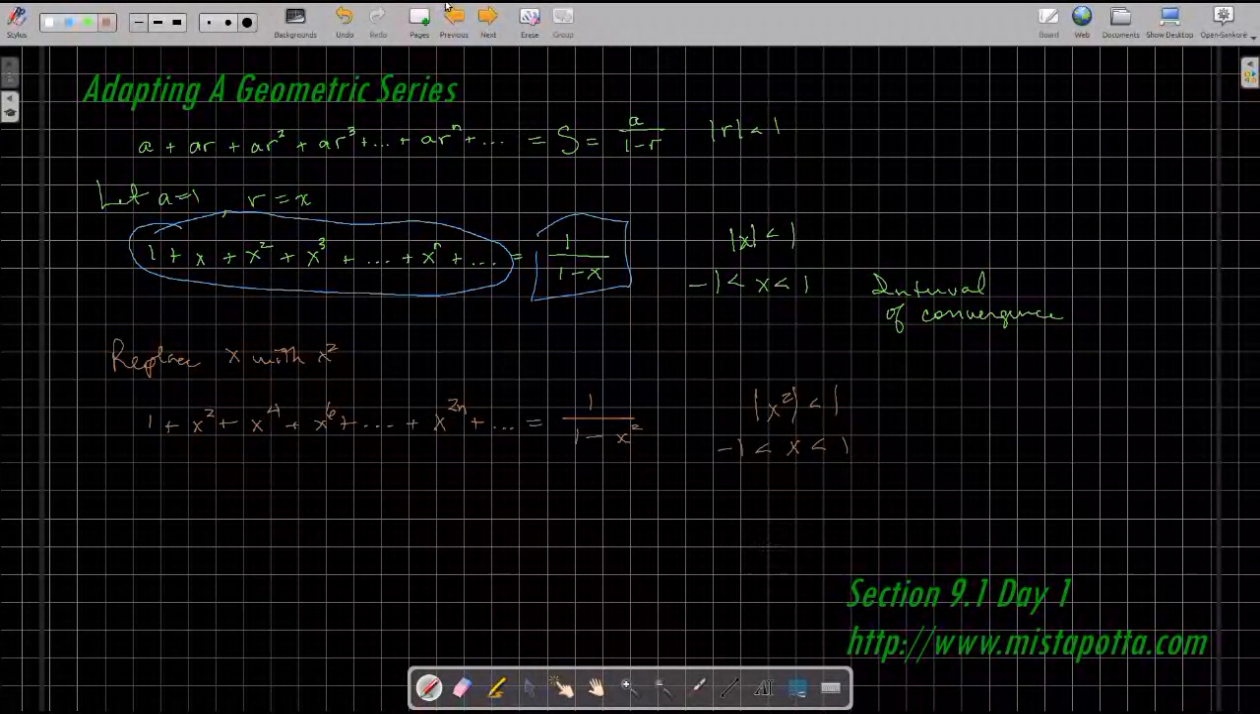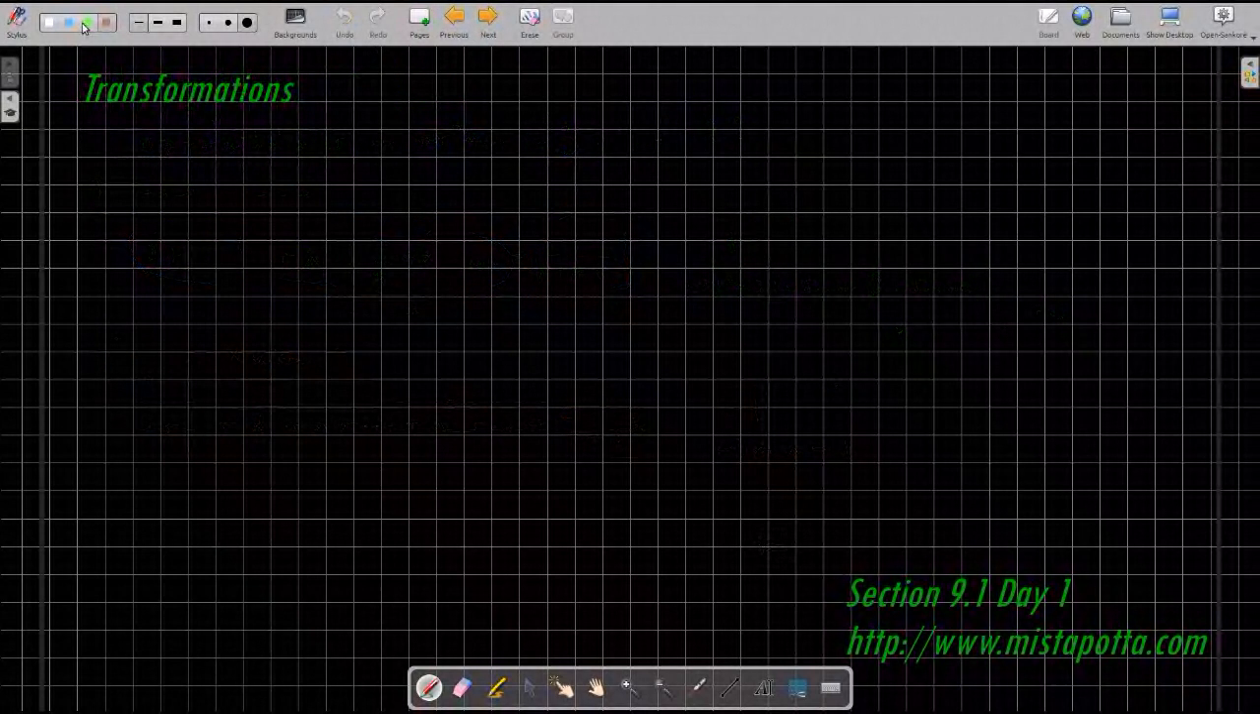Now, the thing is, my interval of convergence is not always going to be between -1 and 1. I could do some transformations like we're familiar with from our algebra classes. So I could look at the series of 1 plus x minus 2 plus x minus 2 squared plus x minus 2 cubed. So my generic term would be x minus 2 to the n power. And if I continue this, I should have 1 over 1 minus my common ratio of x minus 2.